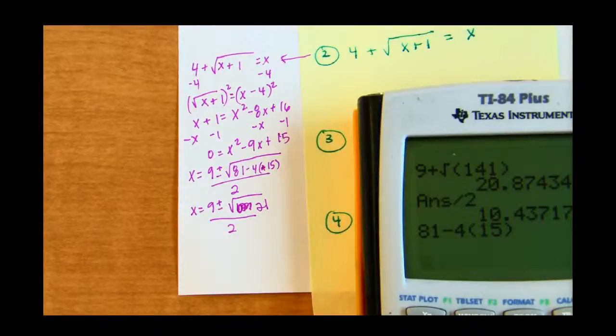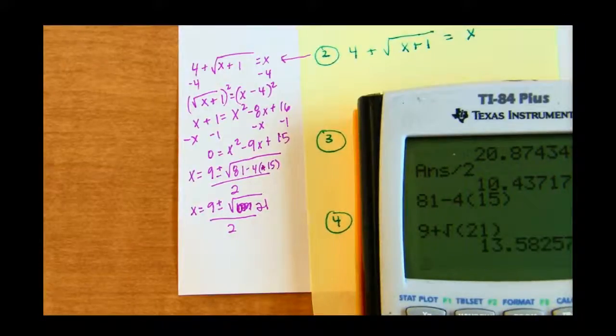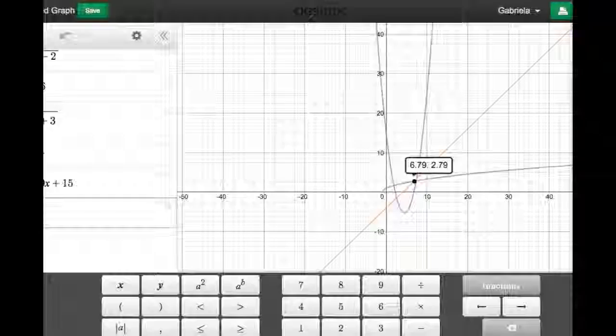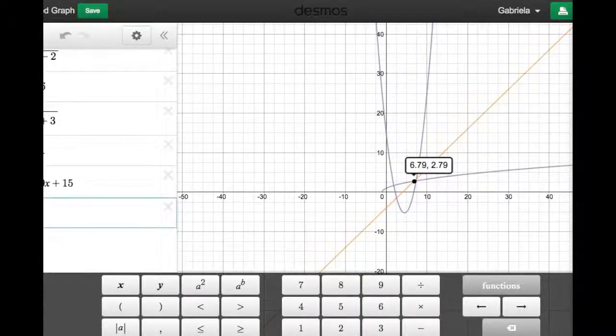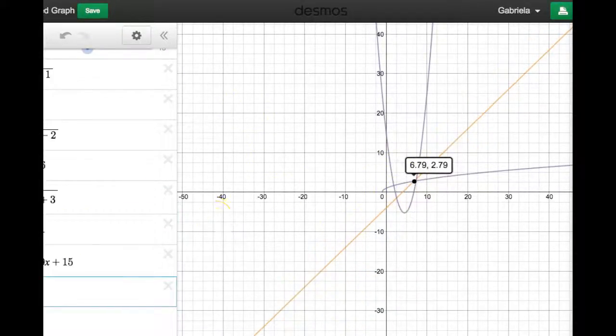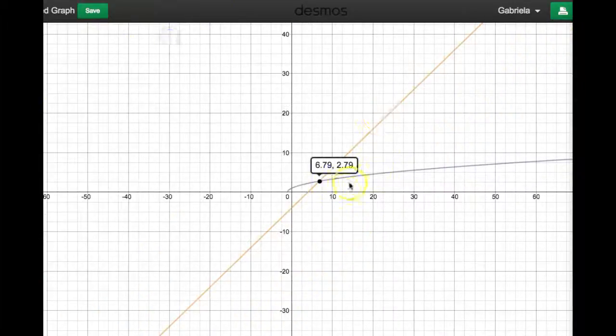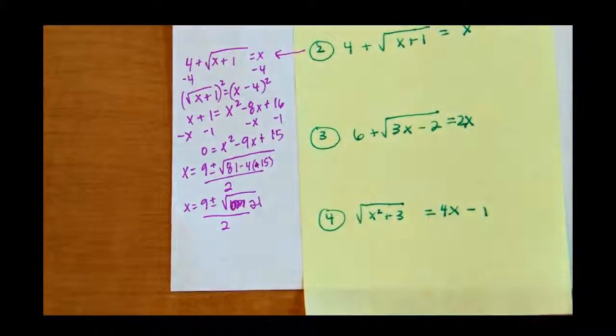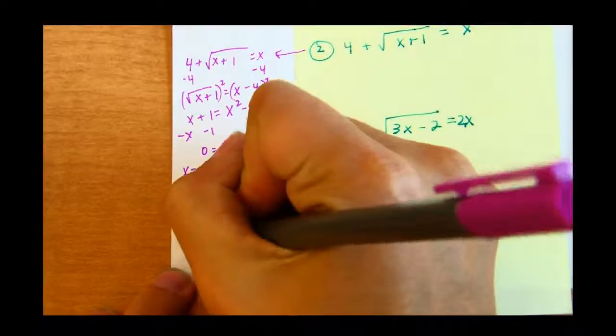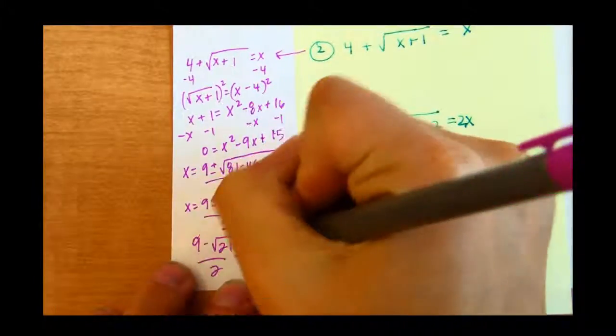So now when I figure out what these two solutions are, so 9 plus the square root of 21, and if I divide that by 2, okay, now I get my nice 6.79 that I was looking for before, where these two lines intersect. So that should be my one solution, which means that my 9 minus the square root of 21 over 2 is extraneous. 9 minus square root of 21 over 2 is extraneous.